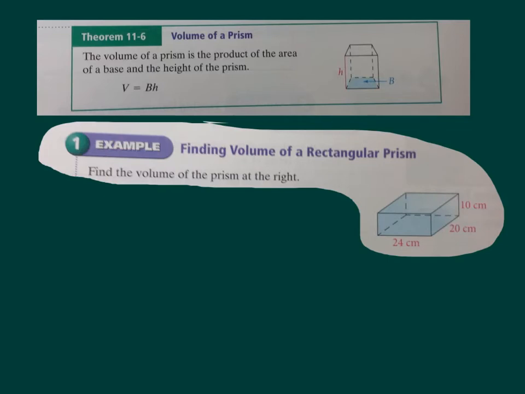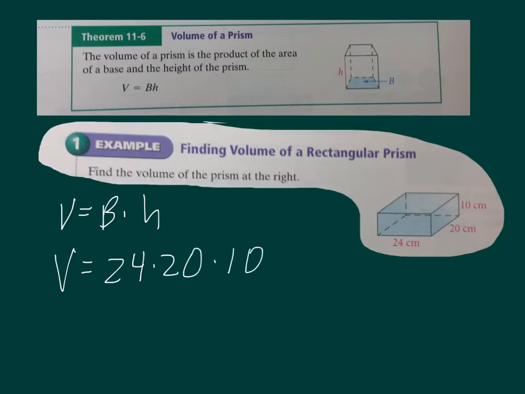So, if we're trying to find the volume of the rectangular prism in example 1, again, we're just going to use volume equals area of the base times the height. Volume is going to equal area of the base, which is 20 times 24, times the height, which is 10. So the volume of this prism is going to be 4,800 cubic units. In this case, cubic centimeters.